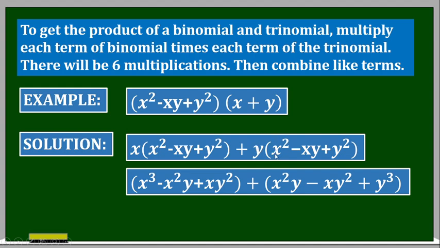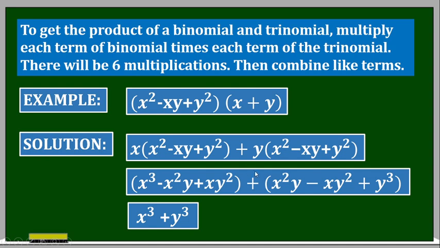Plus this one: y times x squared is x squared y. And then we have positive y times negative xy, so we have negative xy squared. And we have positive y times negative y squared, so we have positive y cubed. Okay. So you are going to combine like terms. Negative x squared y, and we have plus x squared y.